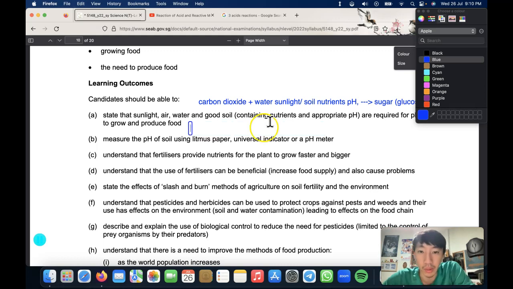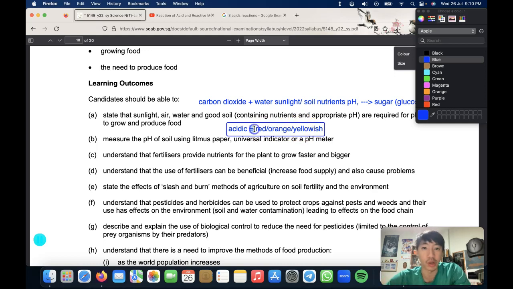Now let's talk about universal indicator. For this one you need to learn a few more colors. If it's acidic, what color do you normally see? It'll be reddish, orangey or yellowish. Usually, the more acidic it is, the more red it becomes. Red will be like pH 1, 2, 3. Then orange will be like pH 4, 5. Then yellowish will be like pH 6.